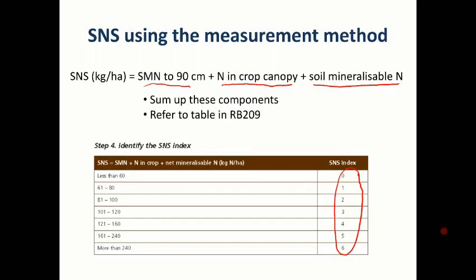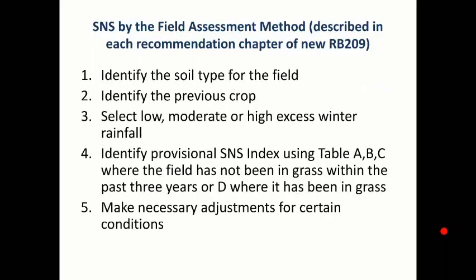Now that's what we call the measurement method to come up with soil nitrogen supply. Quite involved, I think, as you can see. Requires going out and sampling, doing some calculations, sending your soils off for some laboratory analysis and that sort of thing. The other way, and the more common way that people do come up with soil nitrogen supply, is this field assessment method. And you can find that in the new version of RB209.